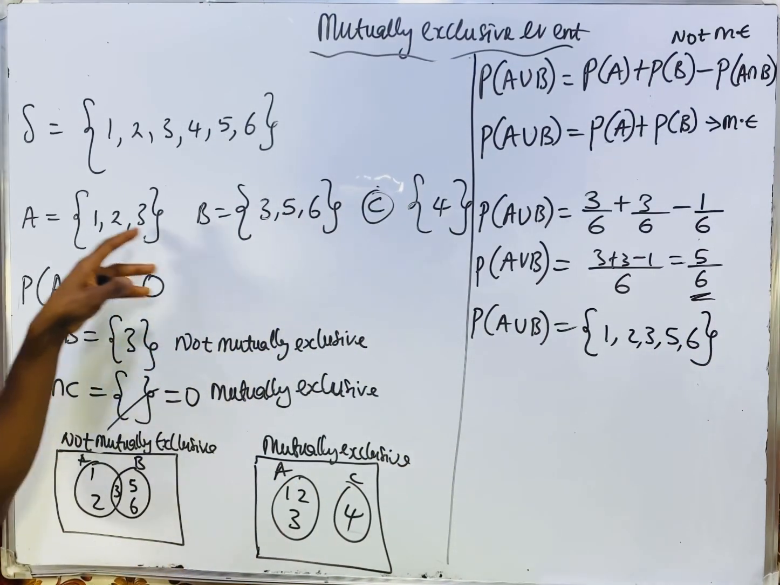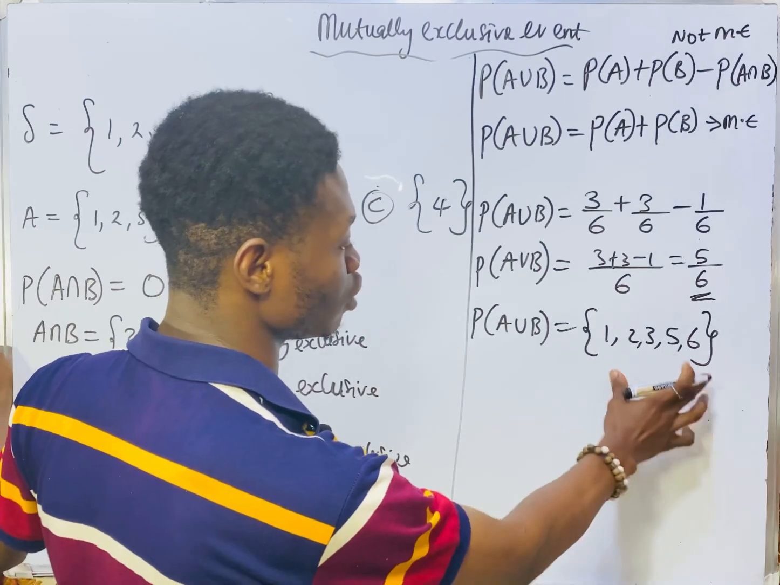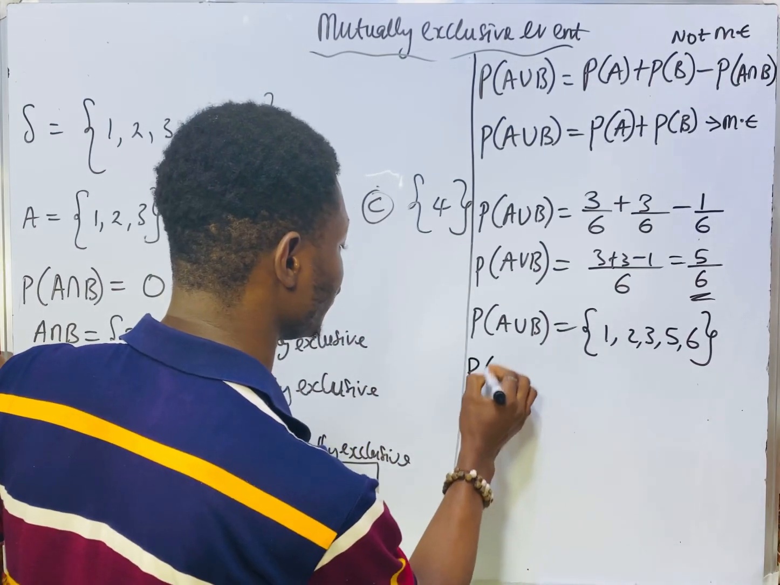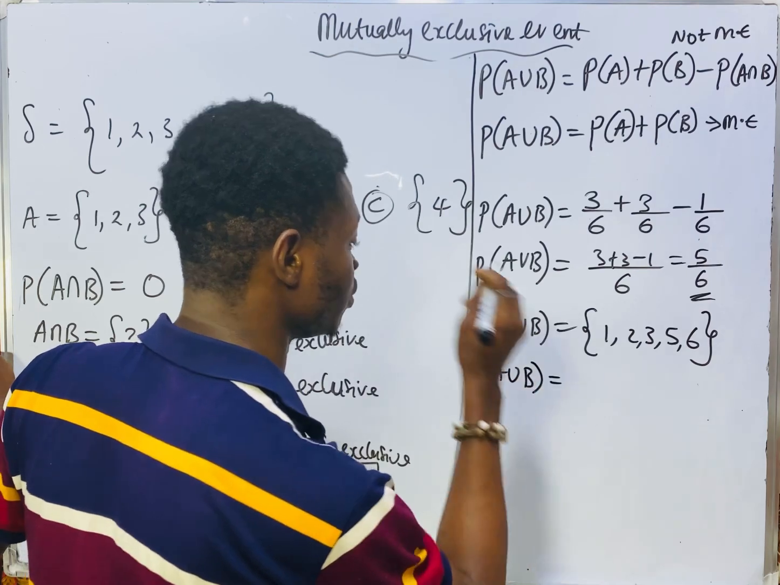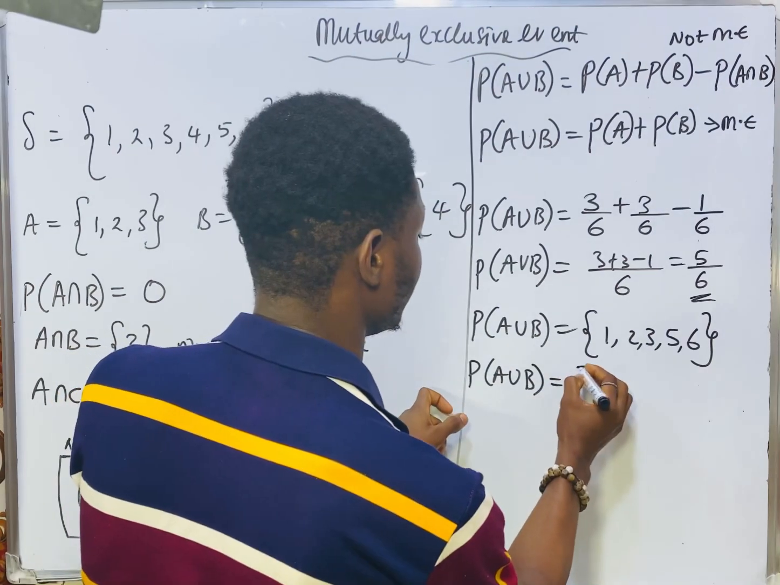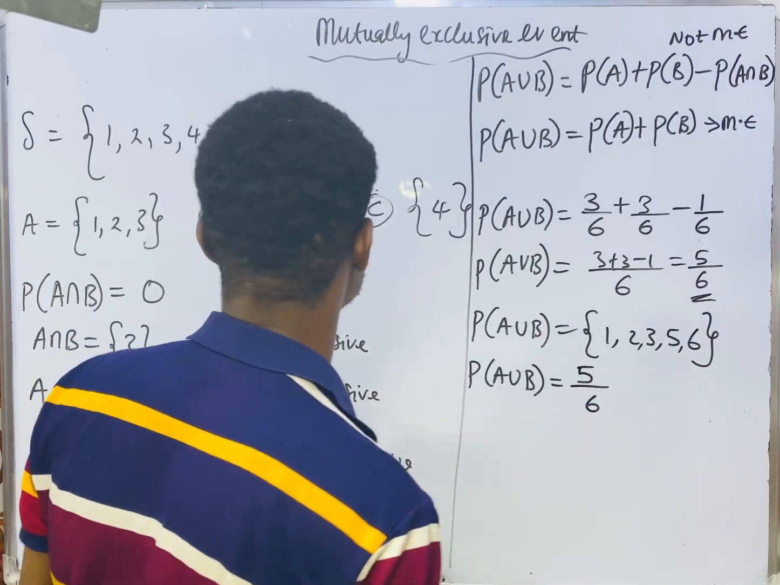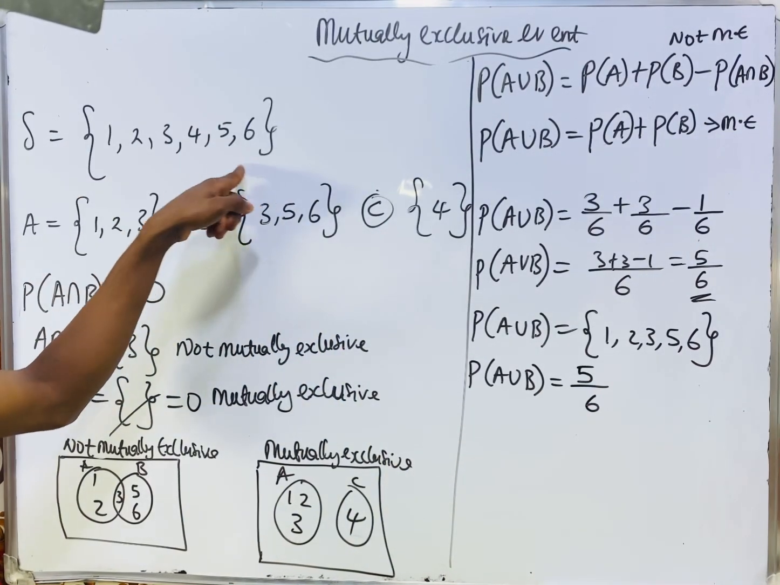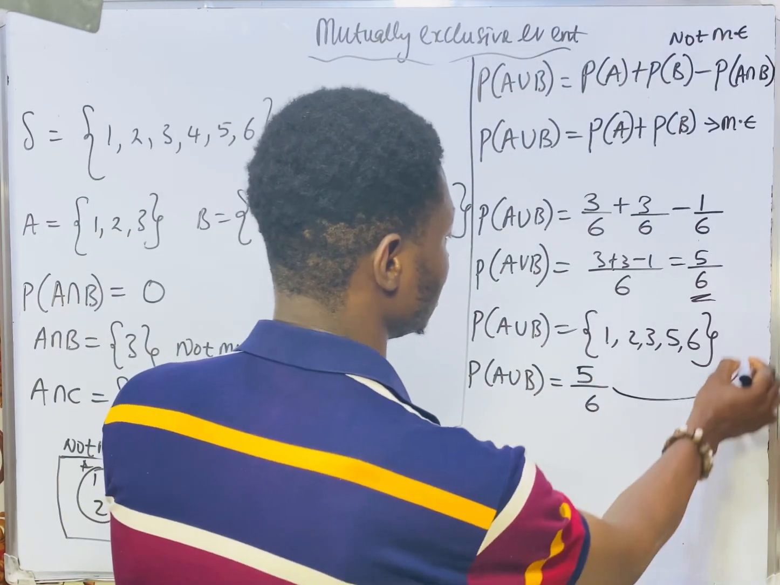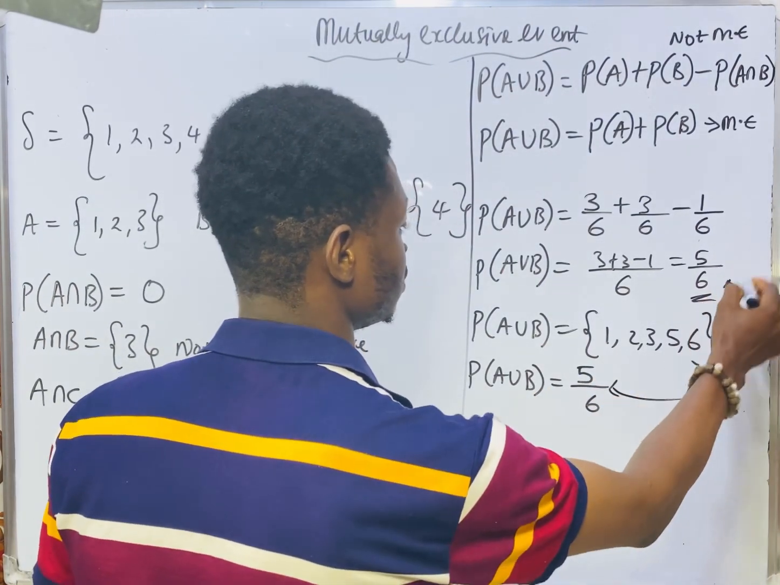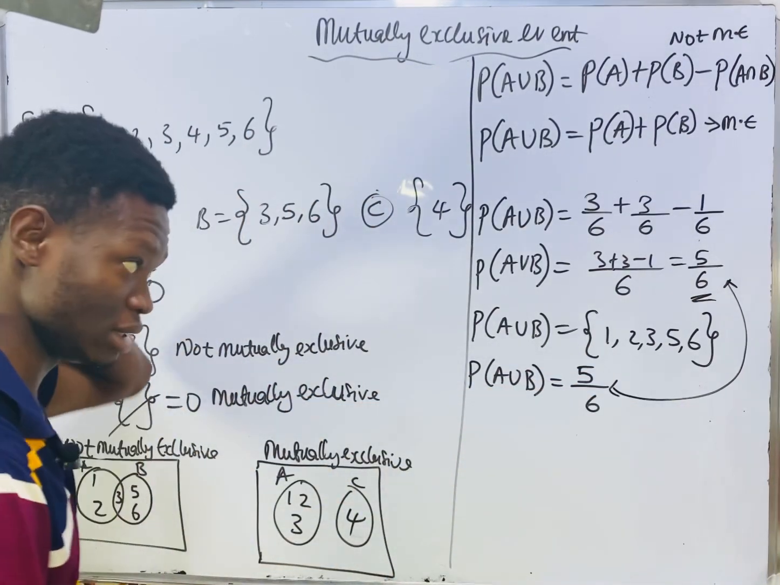Nothing repeated: 1, 2, 3, 5 and 6. Now, this is A union B, and the probability of A union B will now be 5 all over 6, the total possible outcomes, that's the sample space. Do you see that they are corresponding? So they are 5 over 6.